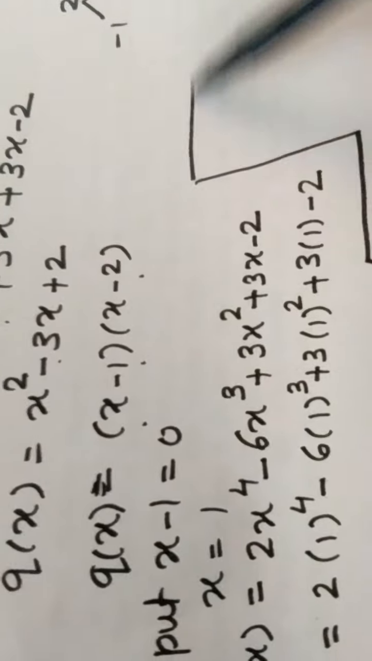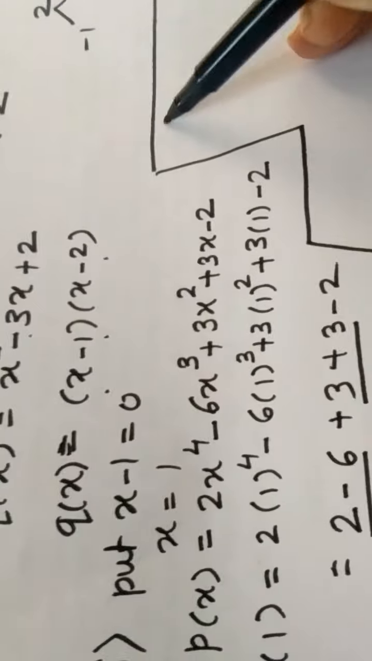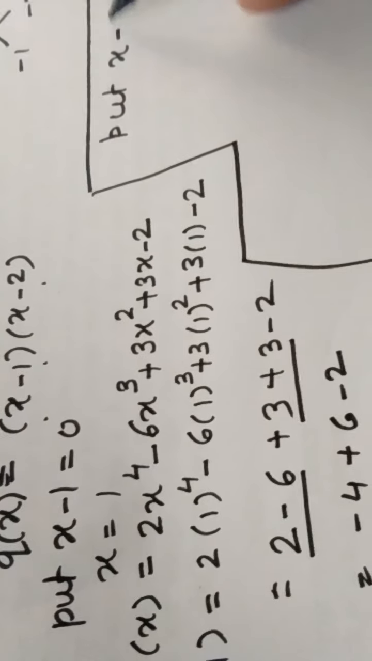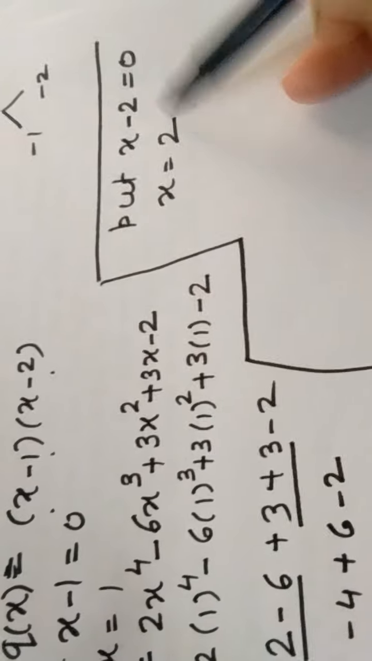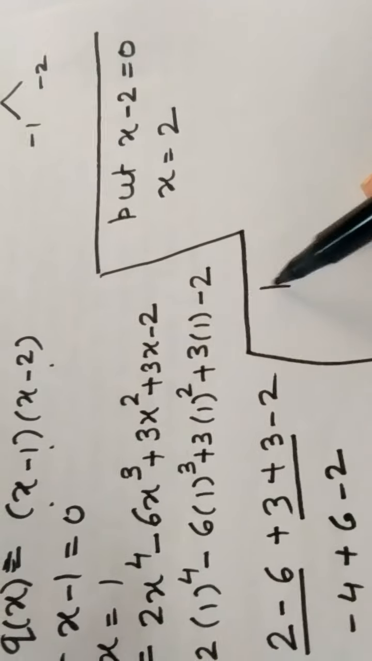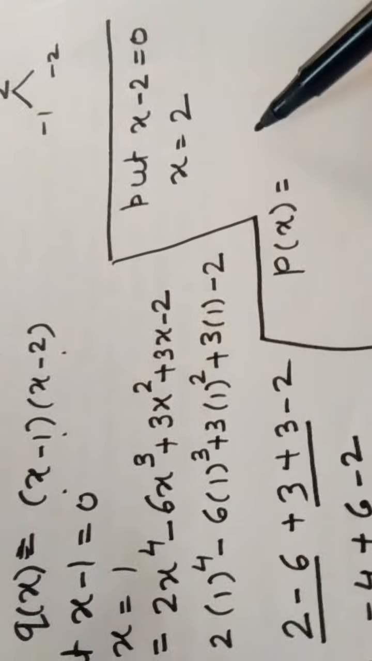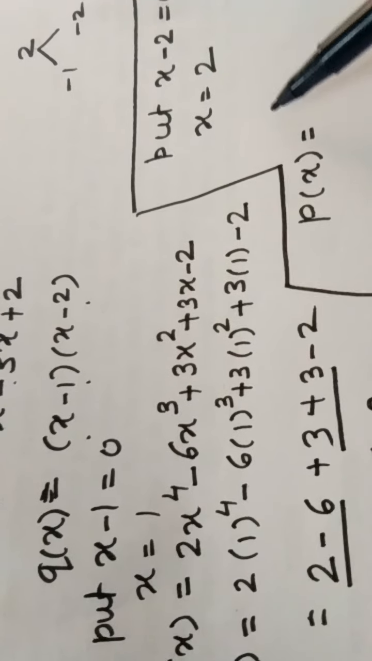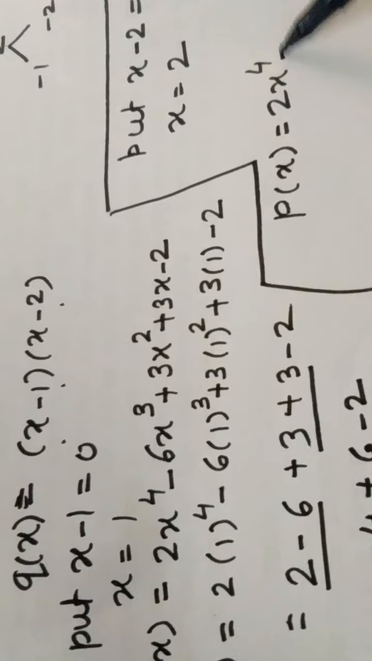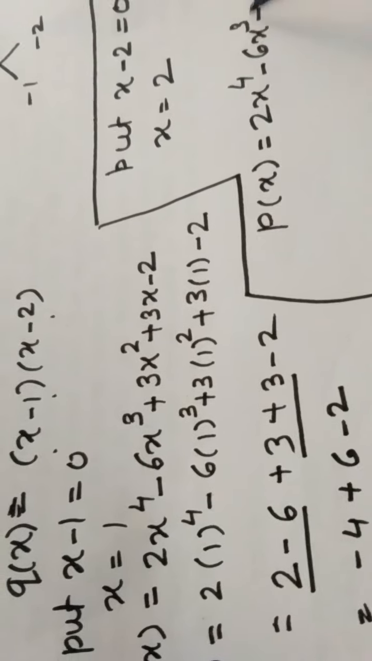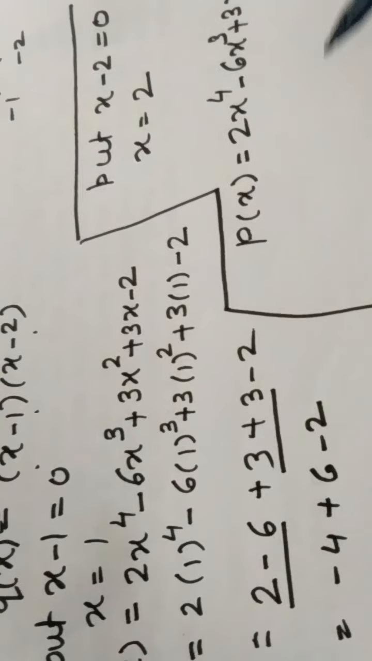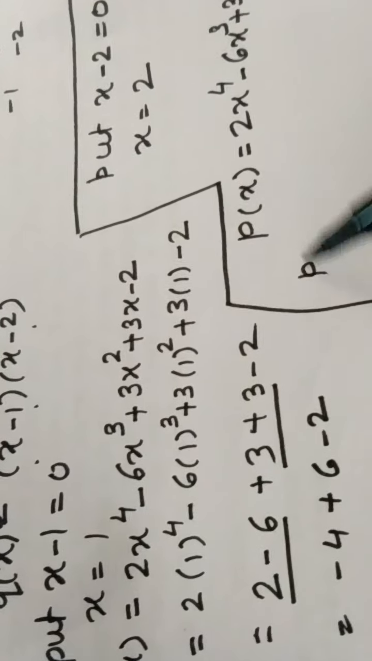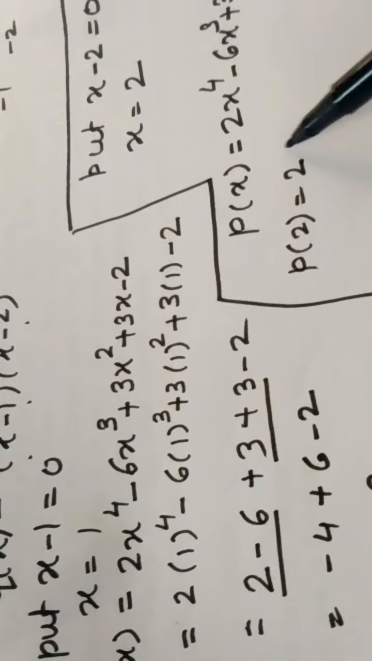In a similar way, we can prove that p(x) is divisible by x minus 2, because x minus 2 is the other factor. Now see how we can do this. Put x minus 2 is equal to 0, that is x is equal to 2. Now write the polynomial p(x), 2x raised to 4 minus 6x cube plus 3x square plus 3x minus 2, that is p(2).